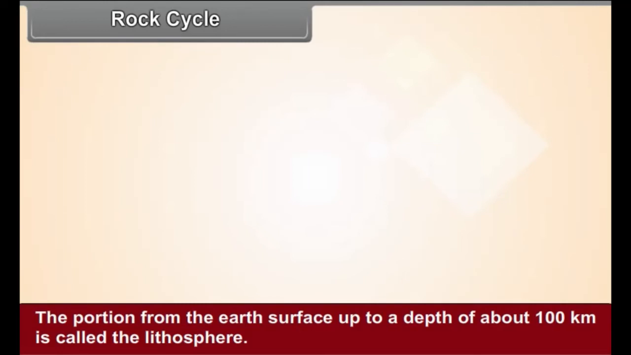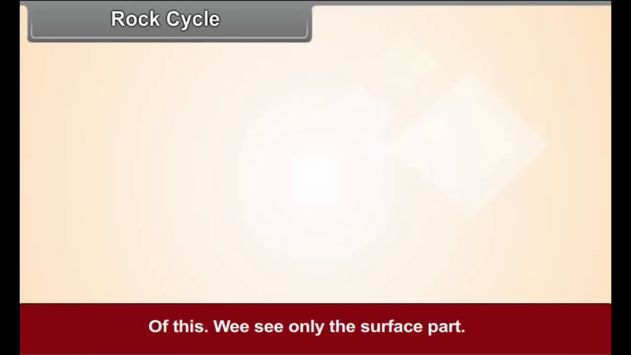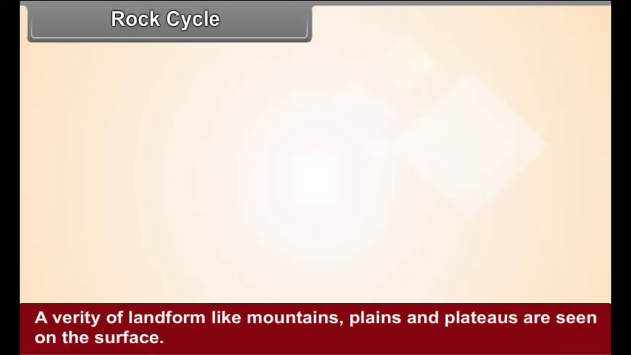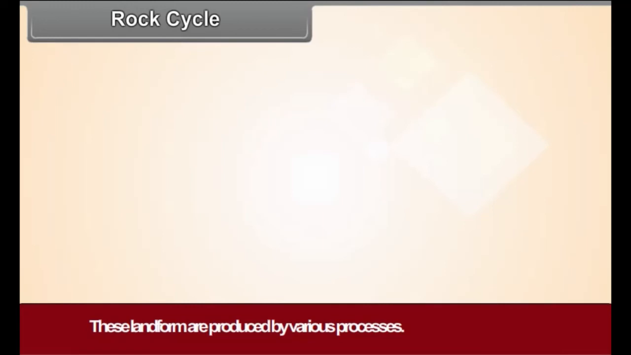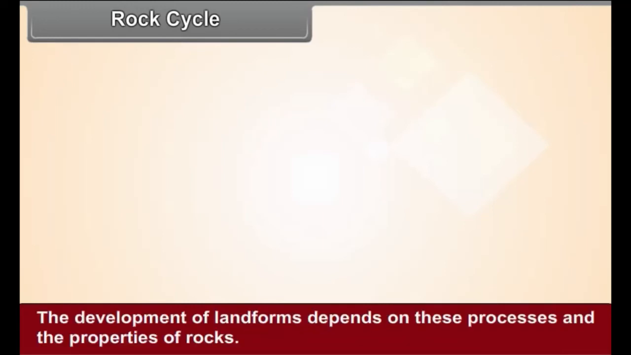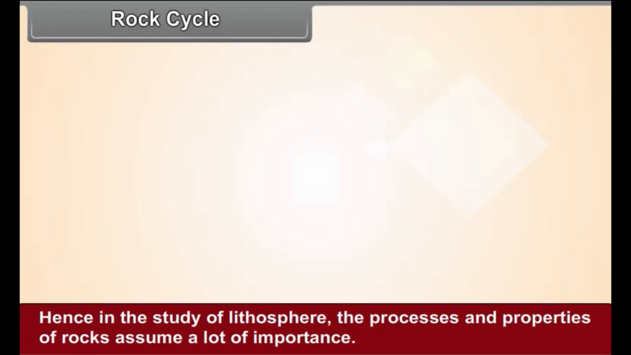The portion from the earth's surface up to the depth of about 100 kilometers is called the lithosphere. Of this, we see only the surface part. A variety of landforms like mountains, plains, and plateaus are seen on the surface. These landforms are produced by various processes. The development of landforms depends on these processes and the properties of rocks. Hence, in the study of lithosphere, the processes and properties of rocks assume a lot of importance.